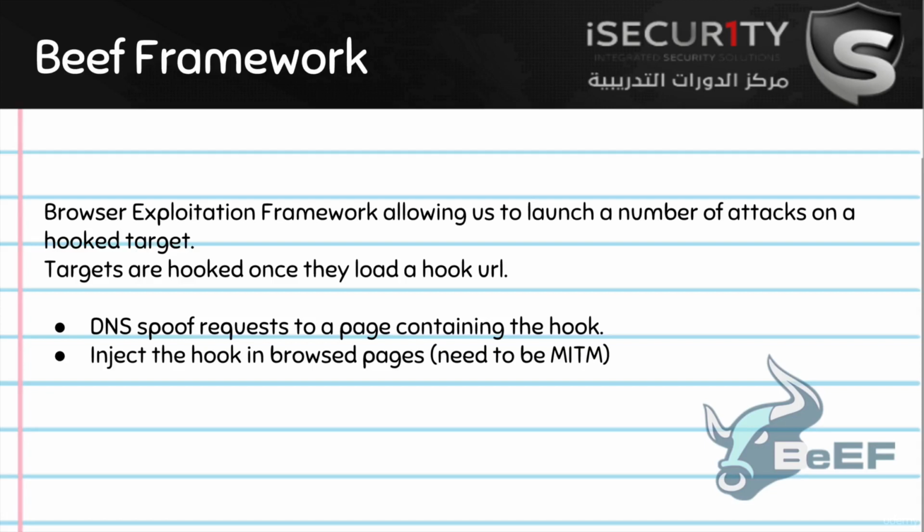In this lecture, we're going to have a look at a tool called Beef. Beef is a browser exploitation framework allowing us to run a number of commands and attacks on a hooked target. A hooked target is basically a target which executes a URL or a JavaScript code given to us by Beef. Once a target is hooked, then we'll be able to run all the commands that Beef allows us to.